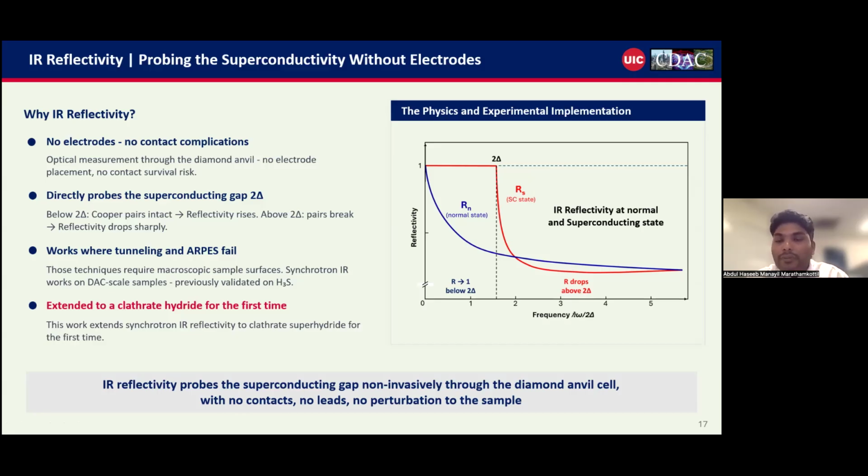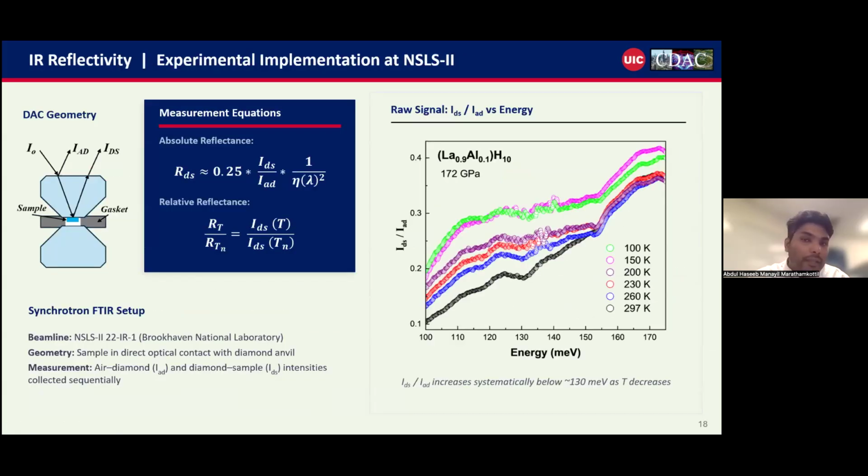This approach was previously demonstrated on a sulfur hydride, validating this technique on a hydrogen dominant superconductor. So what we are doing here is extending it to a clathrate hydride, opening a new optical window into this entire family of high Tc materials. The measurement was performed at beamline 22-IR-1, the FIS beamline at NSLS-II Brookhaven, and the geometry of the measurement is shown here.